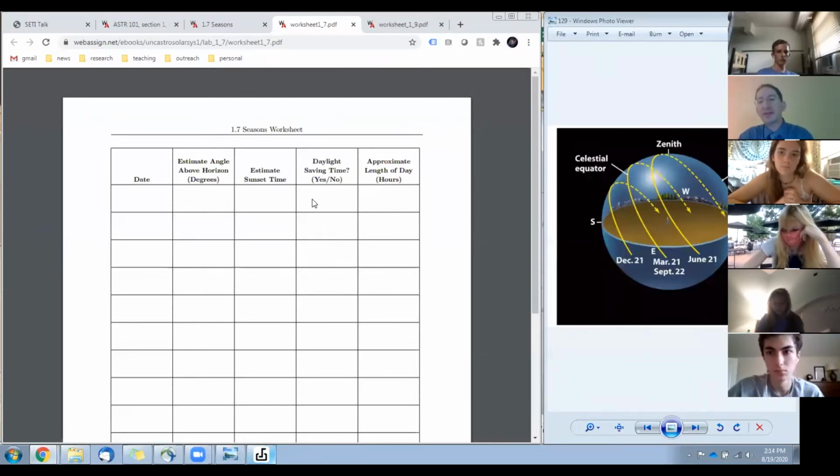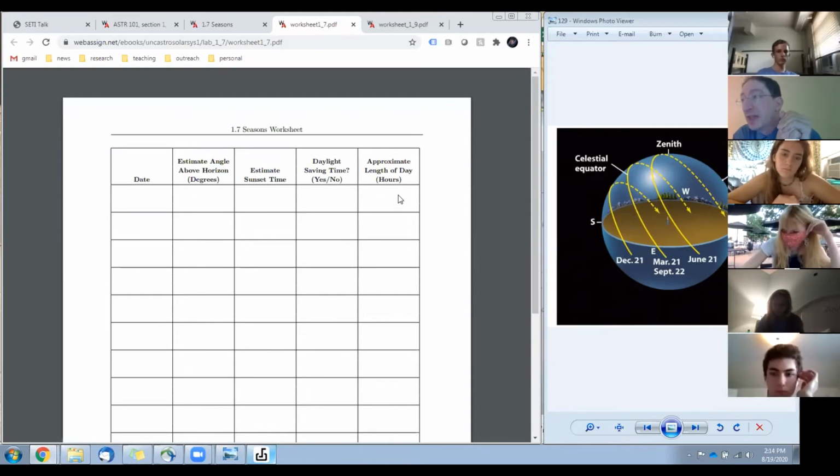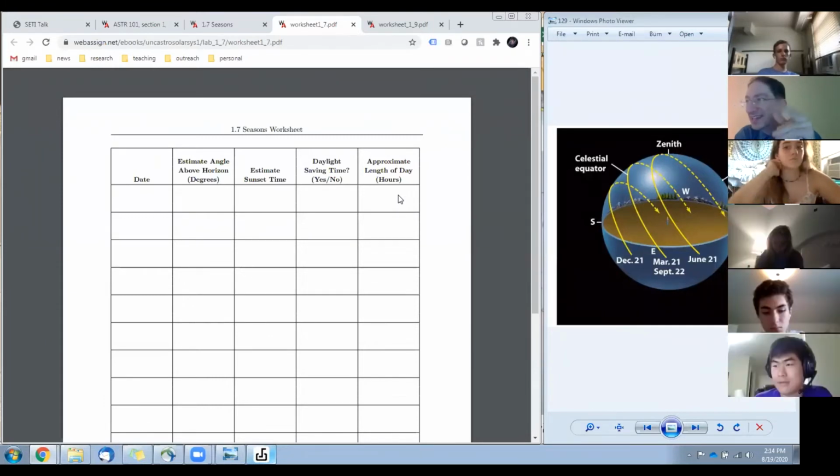Now, if it's daylight savings time, mark it here. So to get length of day, if it's not daylight savings time, just double the sunset time. If the sun set at 6 p.m., double it, 12 hours approximately, good enough. If daylight savings time, you have to subtract an hour off before you double. So in daylight savings time, if it sets at 7, take 6, double it, and that's 12.